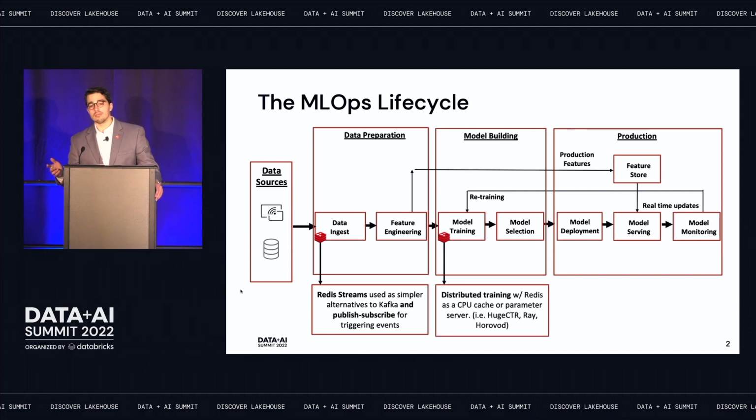Distributed training, where Redis is used as a CPU cache, such as HugeCTR, which is NVIDIA's click-through rate model, and where Redis is used as a CPU cache to store parameters before going over the network. It's also used in things like Ray and Horovod, even though Ray moved to more of a gRPC approach. And with Horovod, you can still use Redis as the parameter server as well.